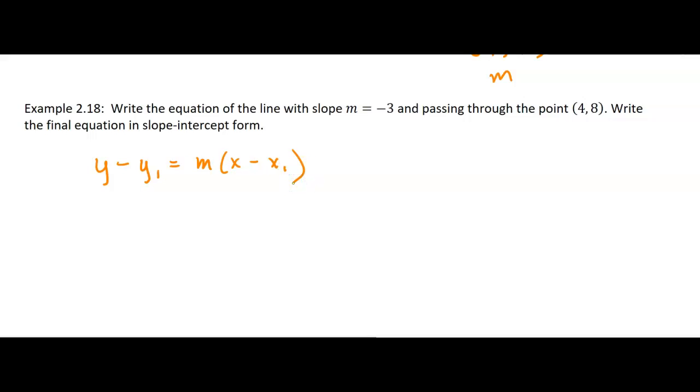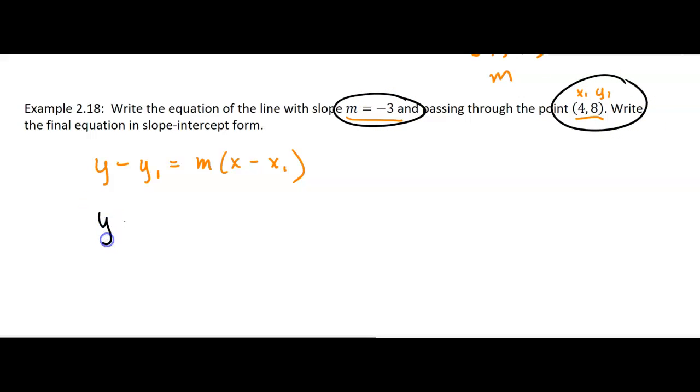Okay, so in the directions here it says write the equation of the line with slope m equals -3. So they tell us the slope, and it's passing through the point 4, 8. So they tell us a point. That's going to be my x sub 1 and my y sub 1. Write the final equation in slope-intercept form. So we're going to use point slope form. We're going to put in everything we know. We know the m, and we know the x sub 1 and the y sub 1.